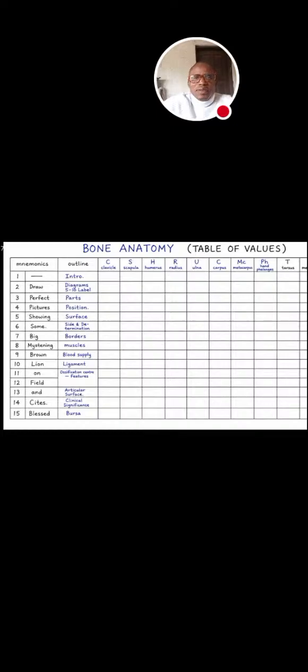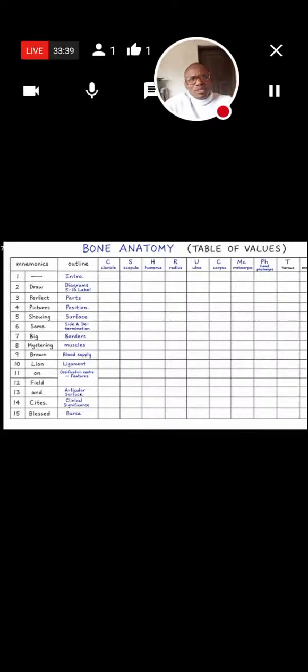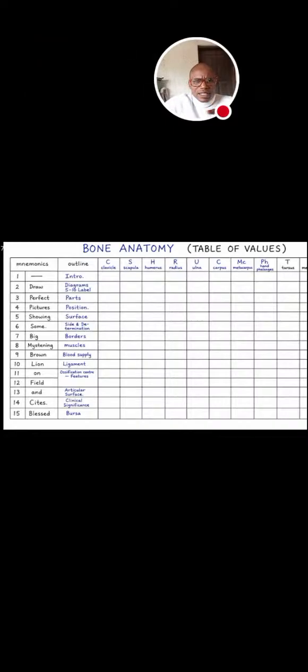All right. So we move on. We said I stands for introduction. Draw stands for diagram. Perfect stands for parts. Picture. Okay, let me be a bit slow so you can take note. I stands for introduction. Draw stands for diagram. So write fast. Perfect stands for parts, P-A-R-T, the parts of the bone. Picture stands for position.